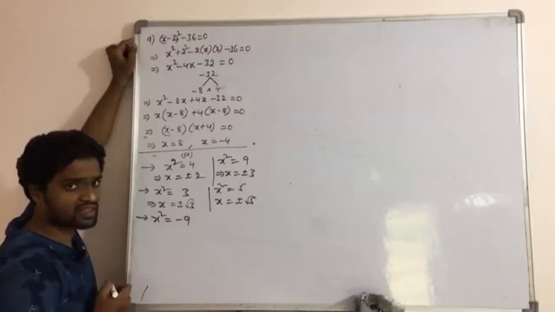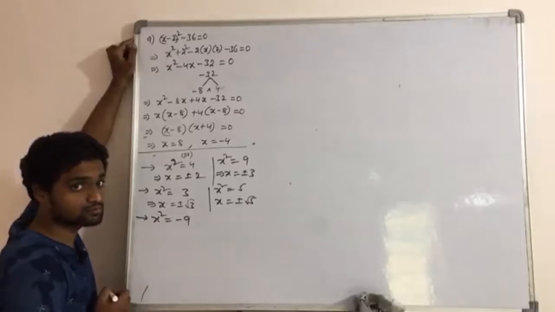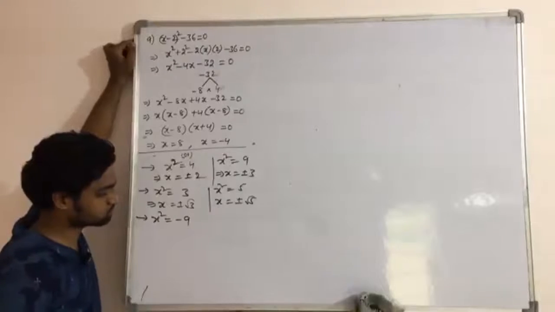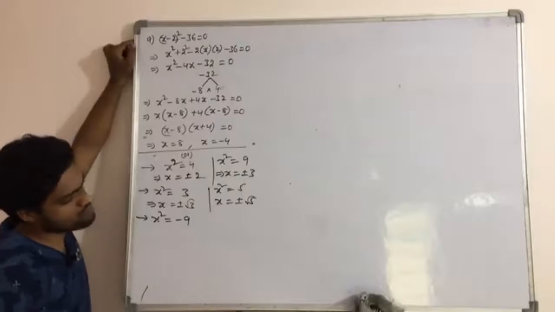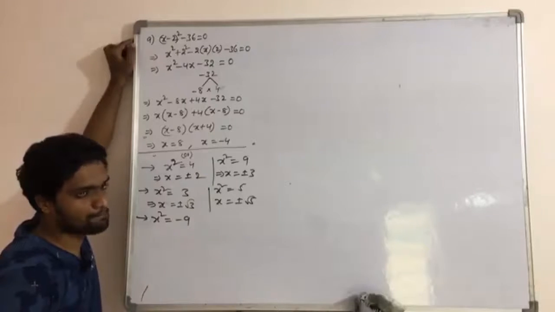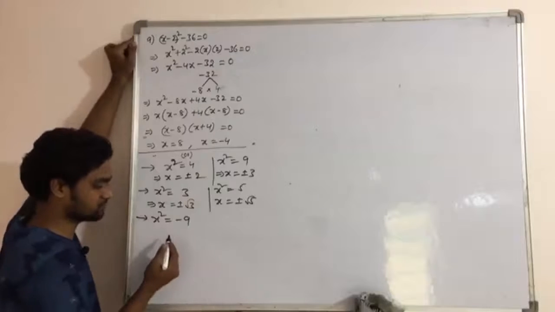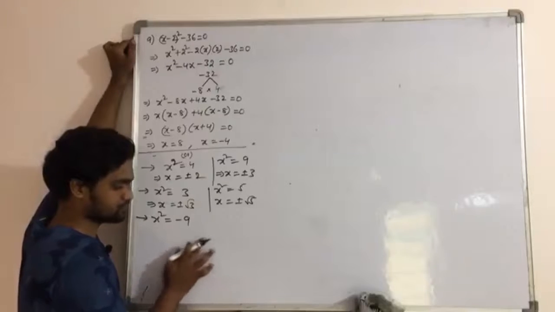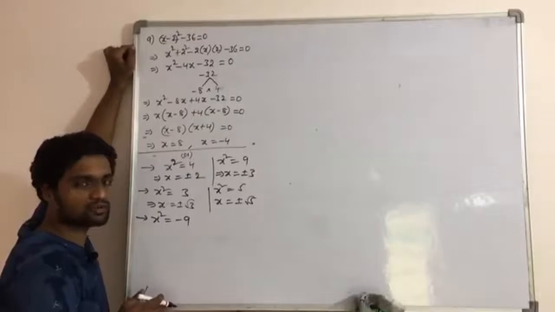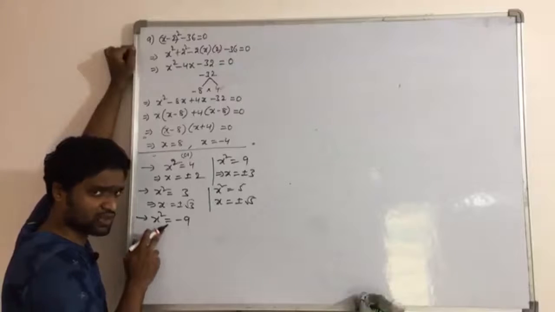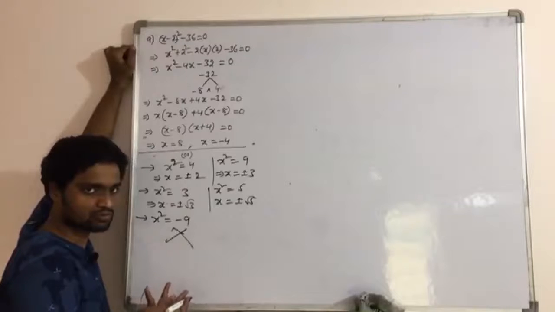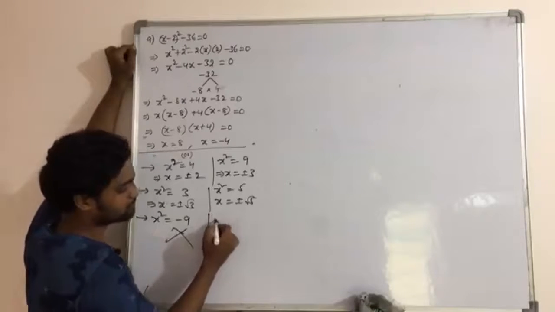X square is equal to minus 9. Yes. Are you still thinking about this? Is there anything to think? Perfect square is equal to negative value. Not possible. No solution.